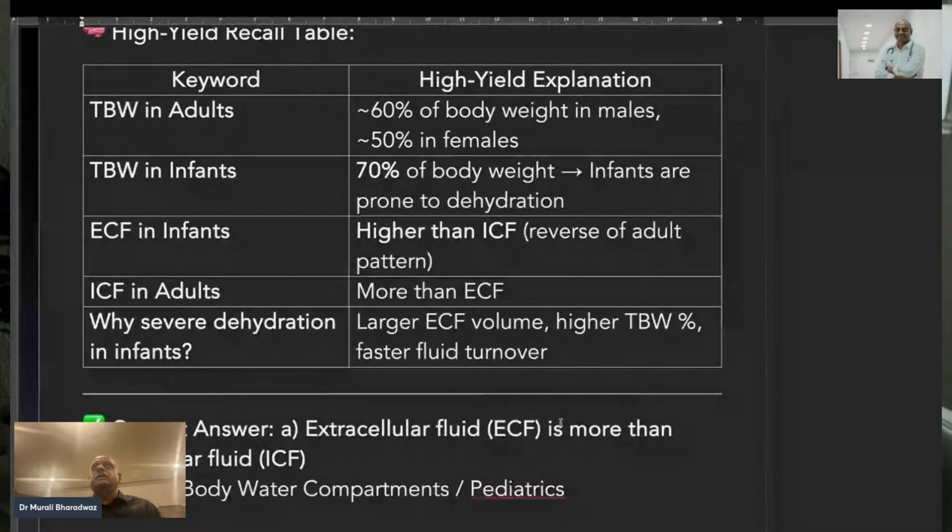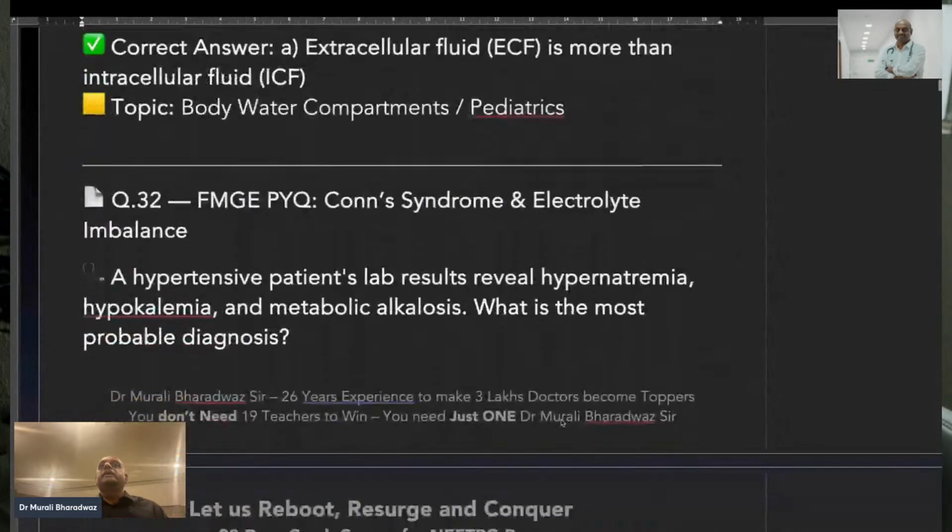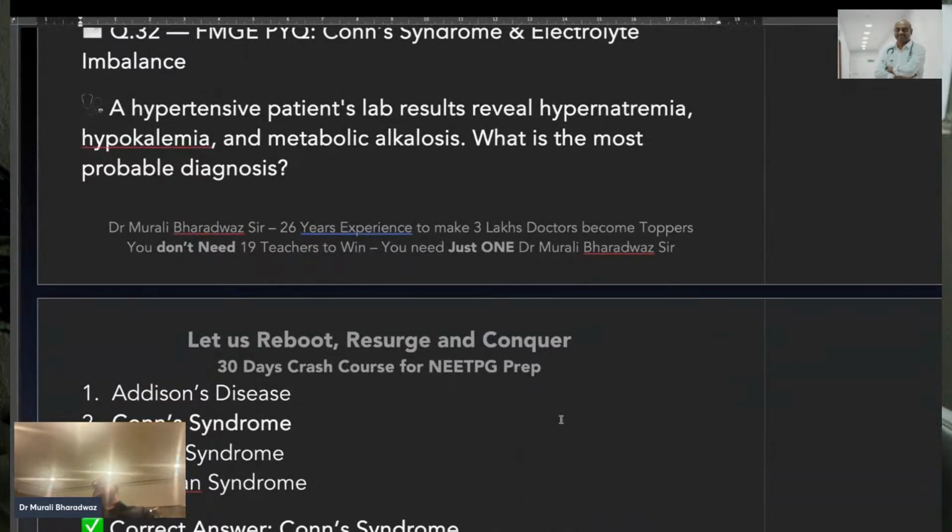Now, doctor. A hypertensive patient's lab result reveals hypernatremia, hypokalemia, metabolic alkalosis. What is the most probable diagnosis? So, hypernatremia, sodium retained, hypokalemia, potassium lost, metabolic alkalosis, H+ lost into urine, all because of excess aldosterone. So hyperaldosteronism is called Conn syndrome.